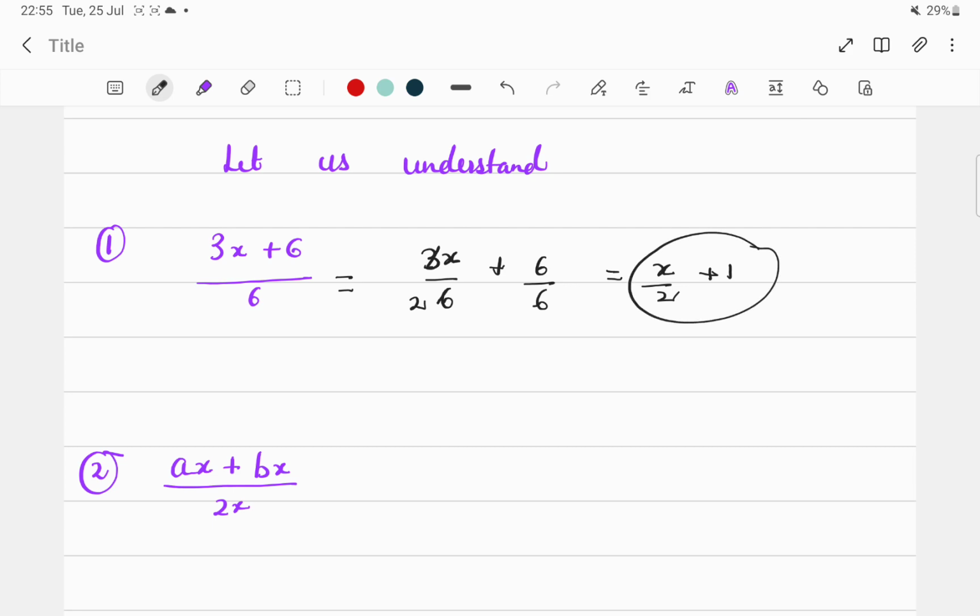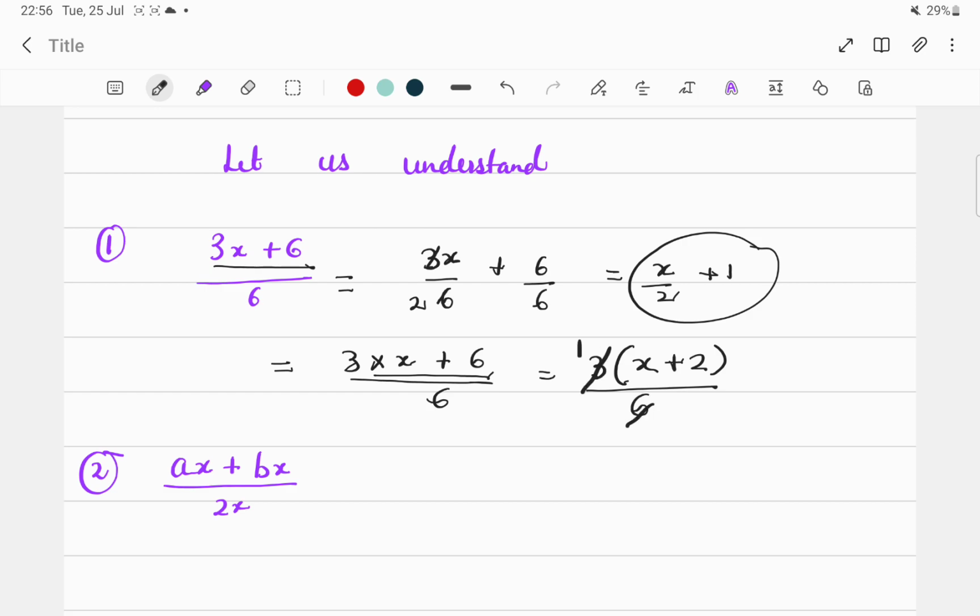You can leave it like this, but if you have to do factorization, then in the numerator we have 3 multiplied by x plus 6, divided by 6. If you just look at the numerator, you will see 3 is a common factor. So I can take it out and it will become 3 times (x plus 2), divided by 6. Three ones are 3 and three twos are 6. So finally I got (x plus 2) divided by 2, and you can leave your answer like this as well.